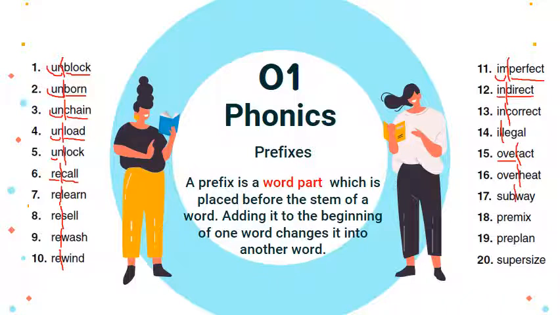Subway, sub is also another prefix. Way is the root word and sub is the prefix. Premix, pre is a prefix. Pre means before. Pre-plan. And supersize, super here is also a prefix. So in our lesson today we're going to cover the prefixes un, re, im, in, il, over, sub, pre, and super. In brief, the prefix is a group of letters added to the beginning of a root word which changes the meaning of the word.